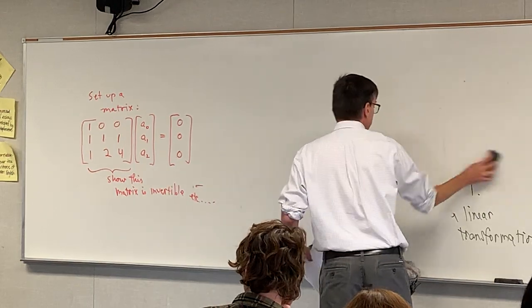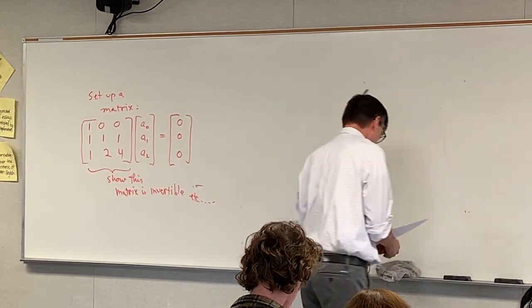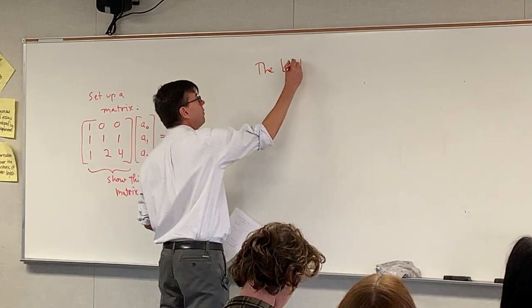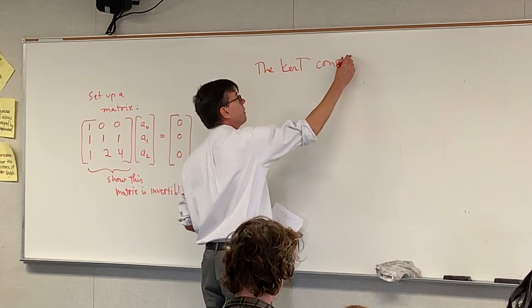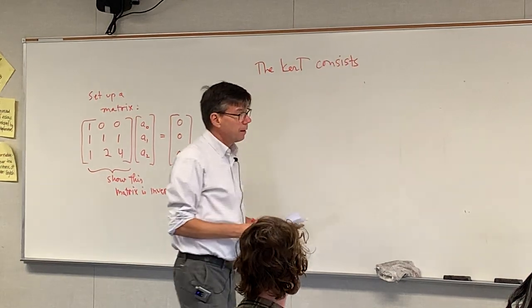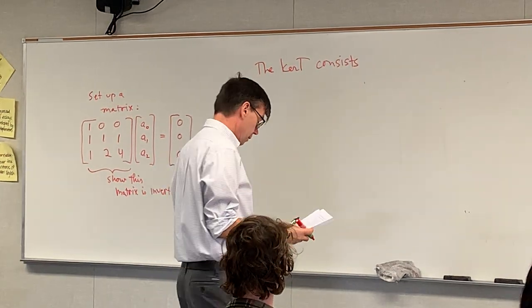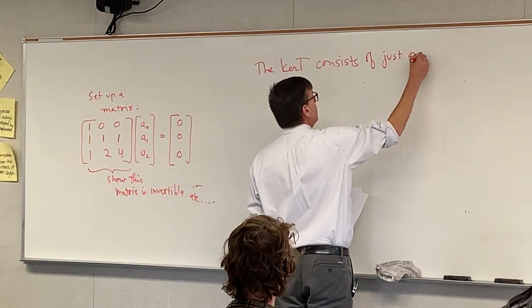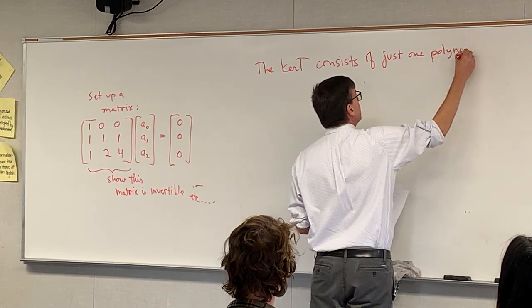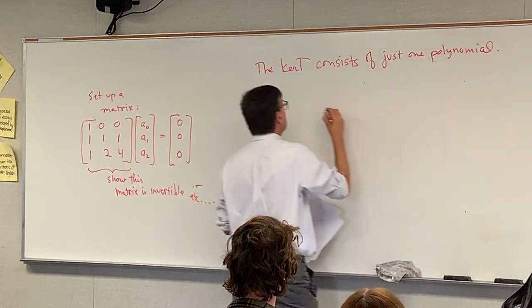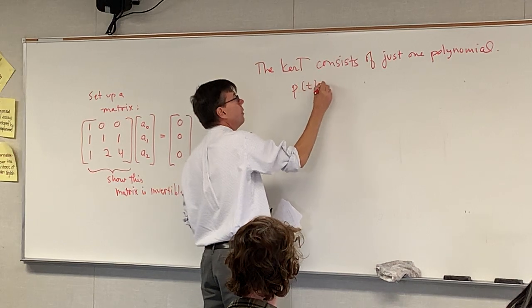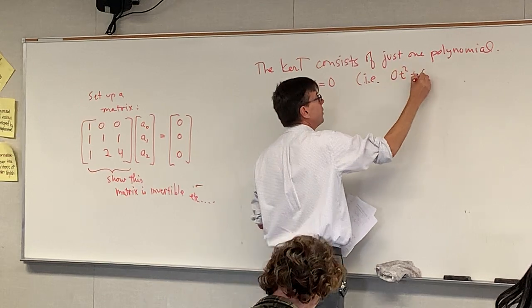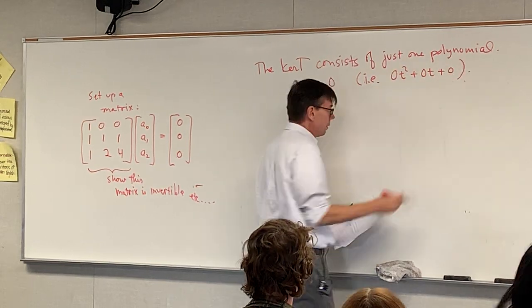So the answer, just to sum it up here, is the kernel of T consists of just one polynomial, P of t equals 0, i.e. 0t squared plus 0t plus 0.